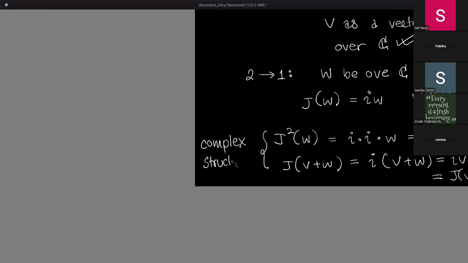Remember, we just said that J was a map. We didn't know yet whether it was a complex structure. We defined what J did, and then we proved that it must be a complex structure. Okay, so that means that W has a complex structure.